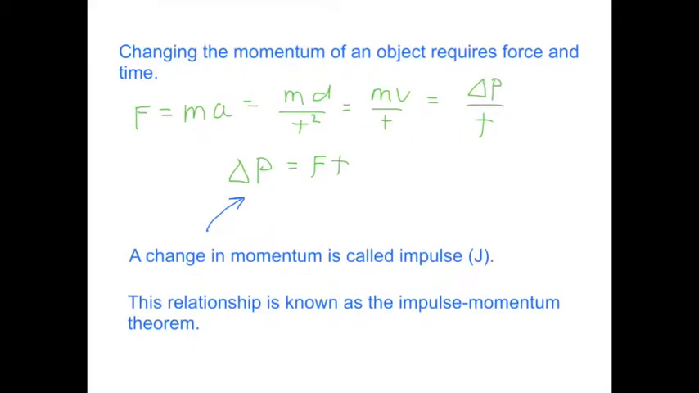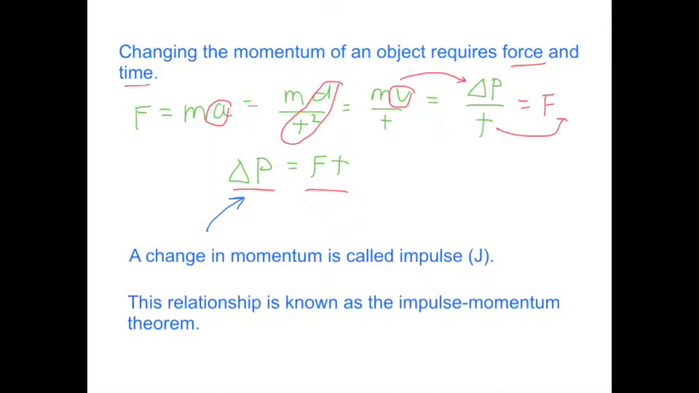In order to change the momentum of an object, you need both force and time. So let's look at the force equation. Force equals mass times acceleration. We can rewrite a, or acceleration, as velocity over time. Then since mass times velocity is momentum, or p, we can rewrite this as force equals the change in momentum over time. And then we've simplified it a little bit by multiplying the t over to get the change in momentum equals force times time. So let's look at why that's important.